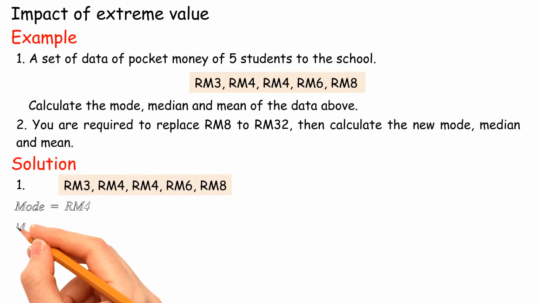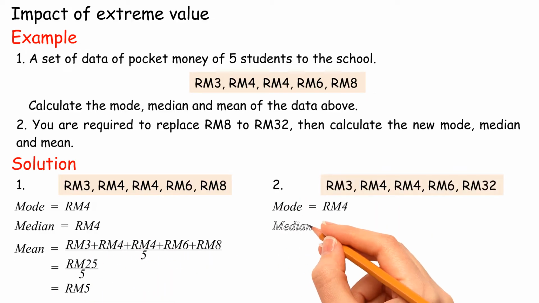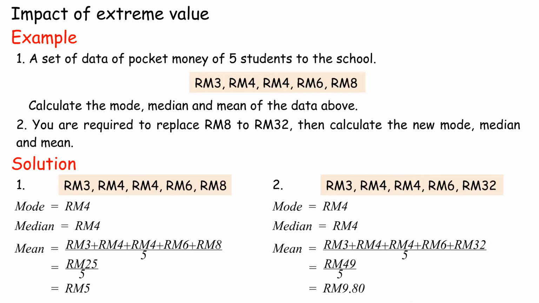Solution: when an extreme value exists in a set of data, it will affect the value of mean. The value of mean here shows an increase of RM4.80, while the value of median and mode do not change with extreme value.